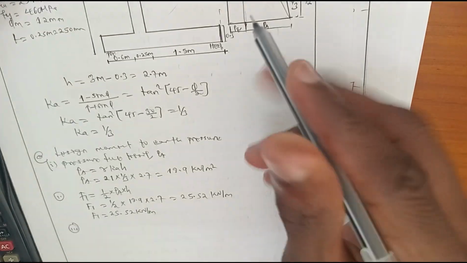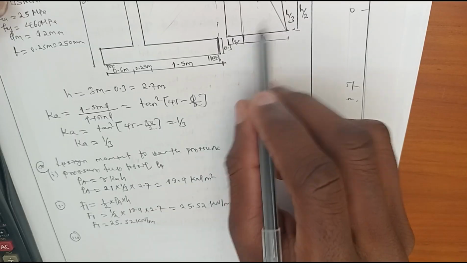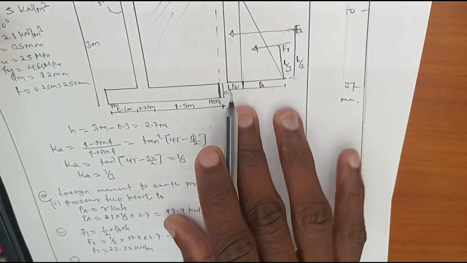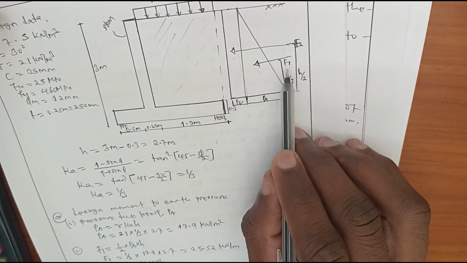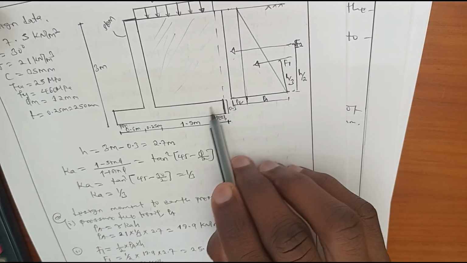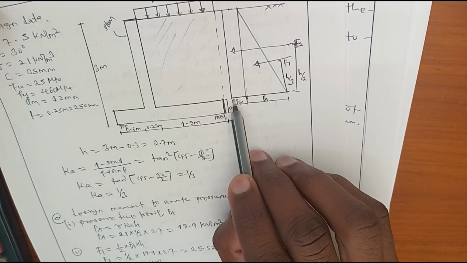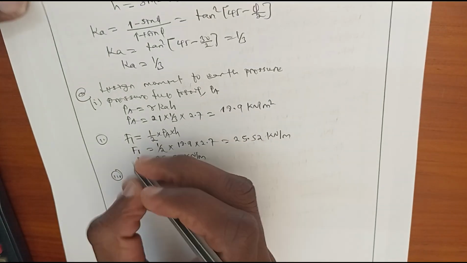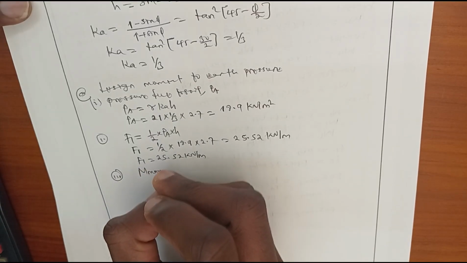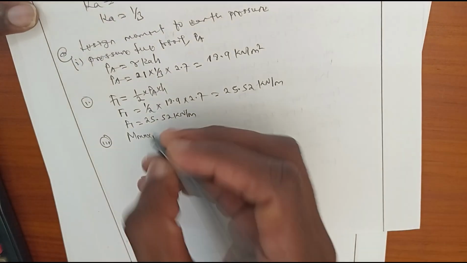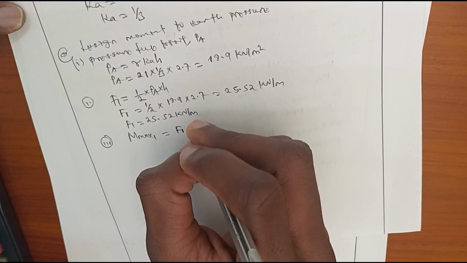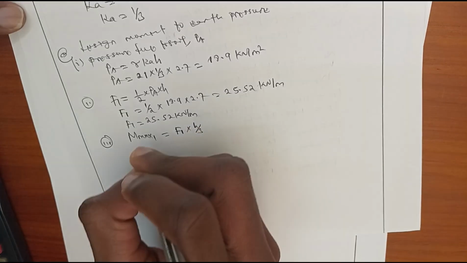The next is to determine the maximum moment due to the soil. Maximum moment occurs at the base. To obtain this maximum moment due to the soil, we take this horizontal force times perpendicular distance, because it's acting at the base of this retaining wall. Let's say this maximum moment 1 is obtained by taking horizontal force 1 times perpendicular distance, which is h divided by 3.